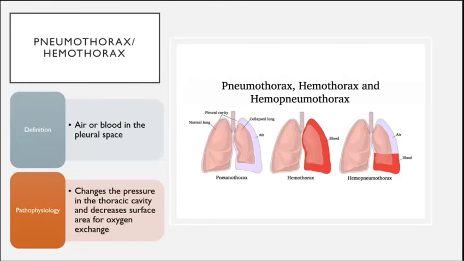Other complications of the chest wall: pneumothorax or hemothorax. So we have that pleural space. Remember we talked about that pleural effusion? We get lots of fluid buildup. Well, a pneumothorax could be air or blood in that pleural space. So hemothorax is the blood. It is ultimately going to change the pressure in that space, and it's going to decrease surface area for gas or oxygen exchange. It collapses the lungs, in other words.